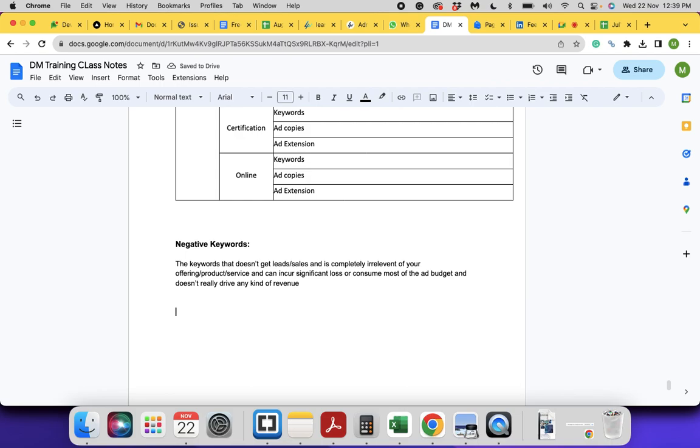How to avoid it? Google has given a control for you to handle this effectively, and the controls are as follows. Number one, account level negatives. Number two, campaign level negatives. Number three, ad group level negatives. Okay, so I can add the negatives. I'll show you how the account level negatives look.